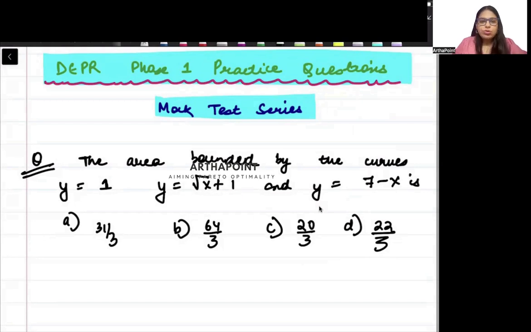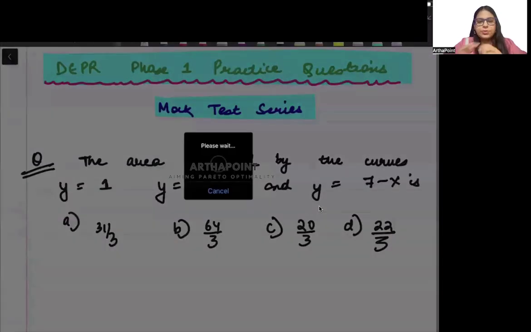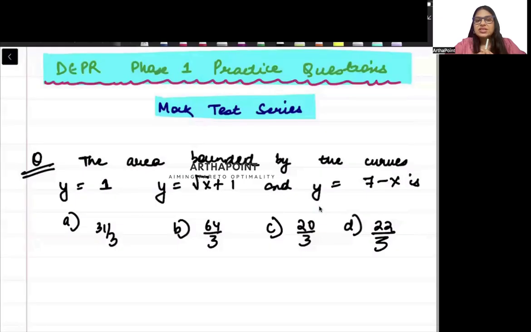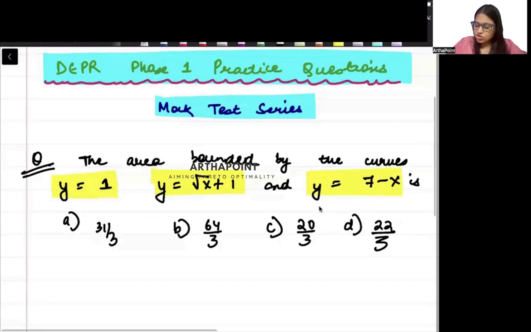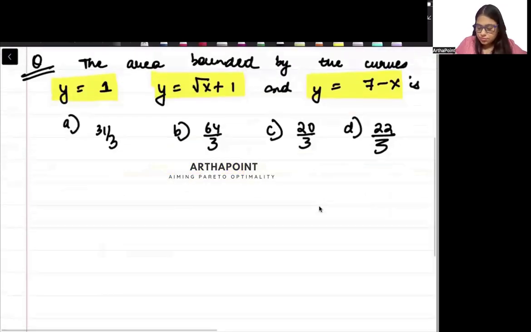The question that I want to discuss today is the following. You need to find the area under the curve. You are given three equations here. The first equation says y is equal to 1. The second equation says y is equal to root x plus 1. And the third equation says y is equal to 7 minus x. Let us try to solve this question. Please do it with me.